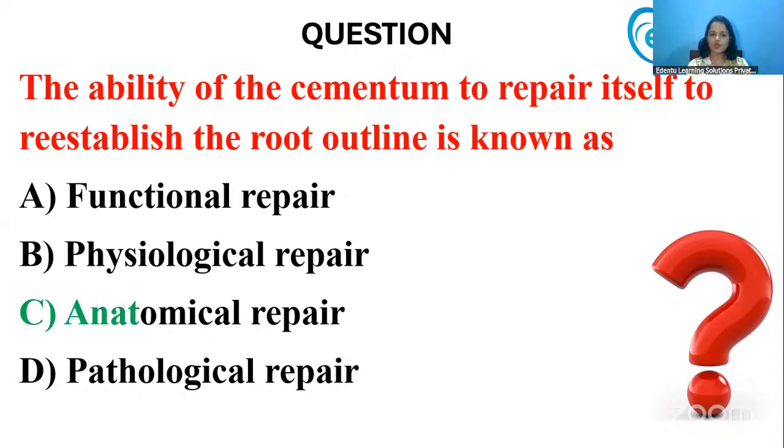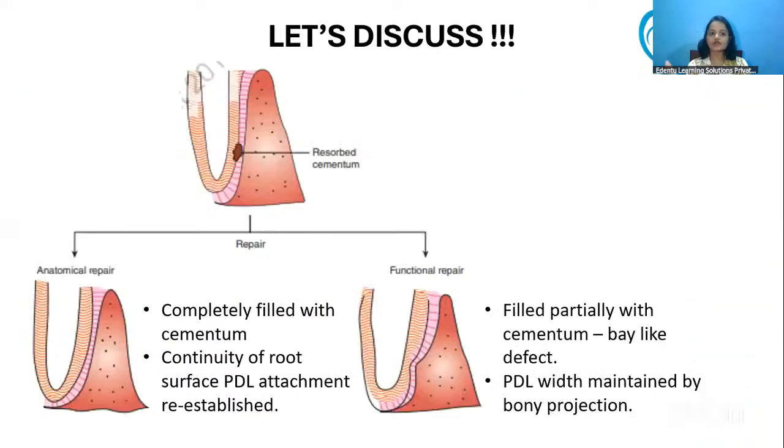Okay, so based on that, there are two types of cemental repair that can be done. What are those two types? One is anatomical repair and the other one is functional repair. Anatomical repair means the whole defect is repaired.